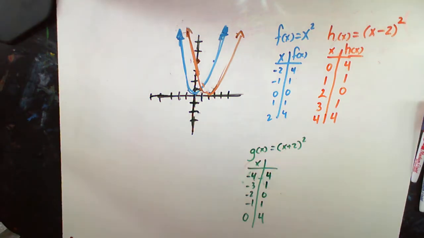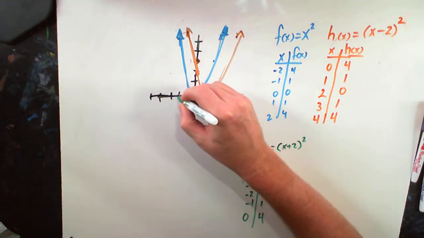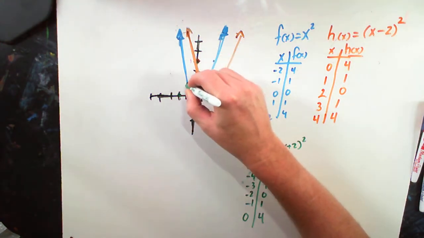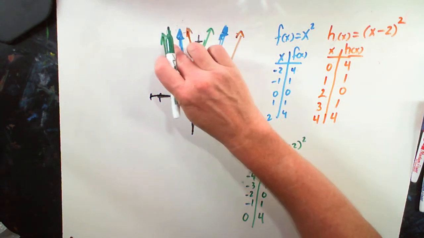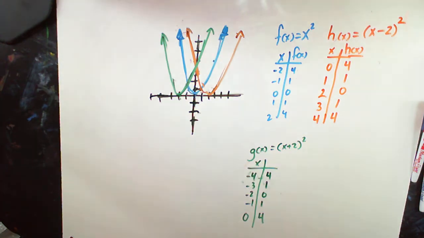Looking at g of x equals (x plus 2) squared, negative 4 plus 2 is negative 2. Negative 2 squared is 4. Negative 3 plus 2 is negative 1. Negative 1 squared is 1. Negative 2 plus 2 is 0. 0 squared is 0. Negative 1 plus 2 is 1. 1 squared is 1. 0 plus 2 squared is 4. So there is our table of values. When we plug those in, we get the exact same shape, but the graph is shifted to the left.